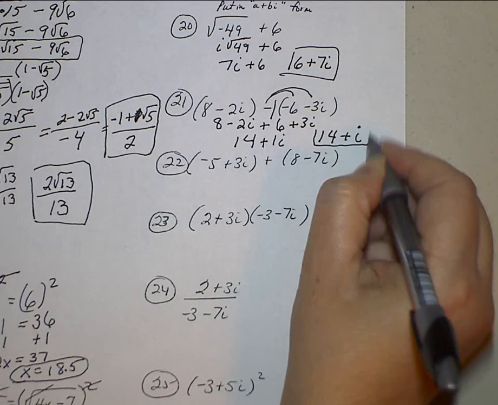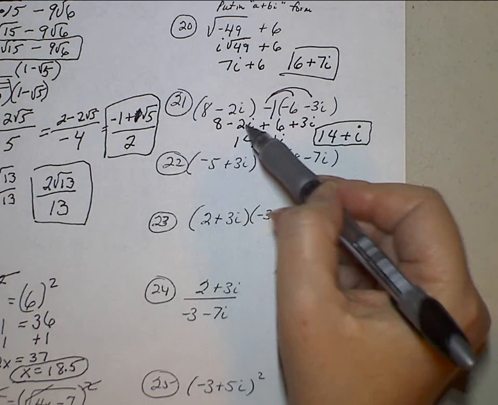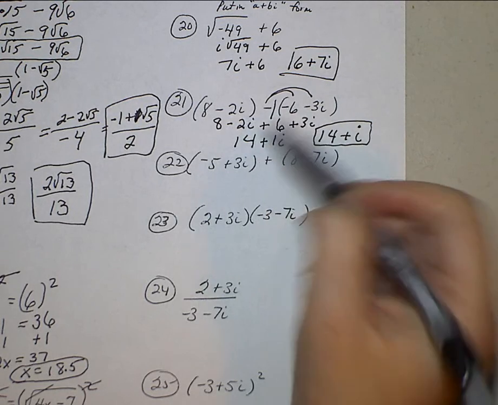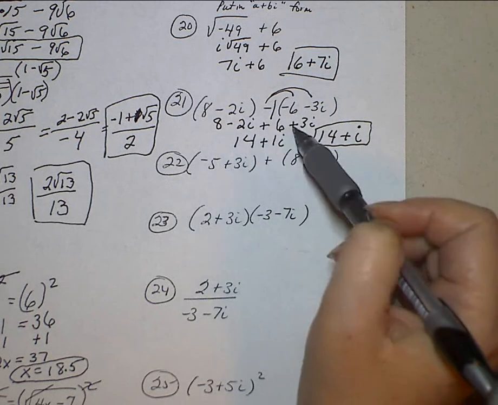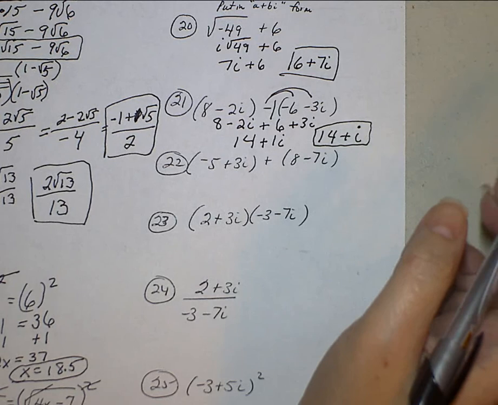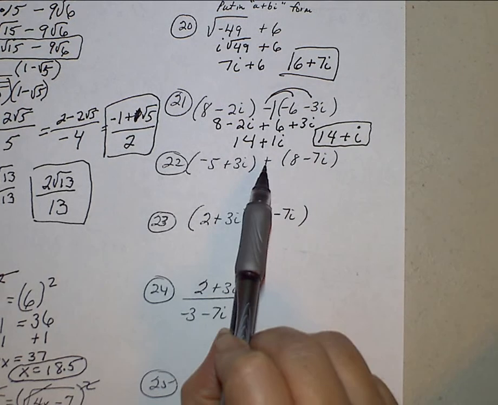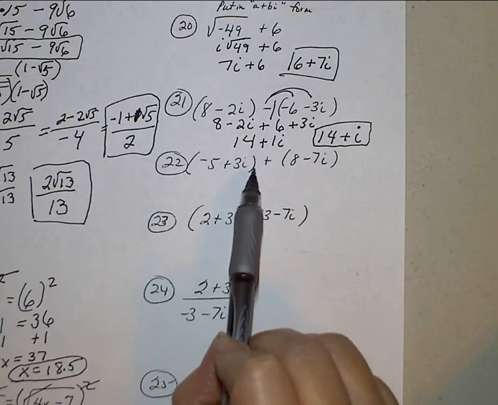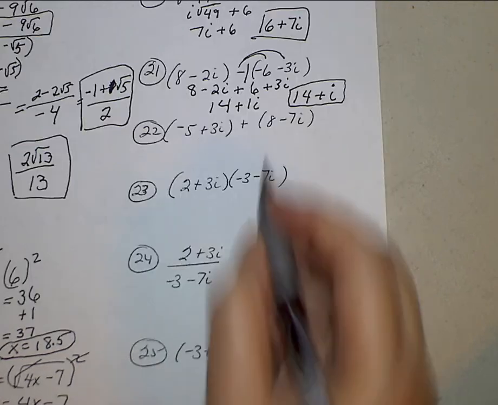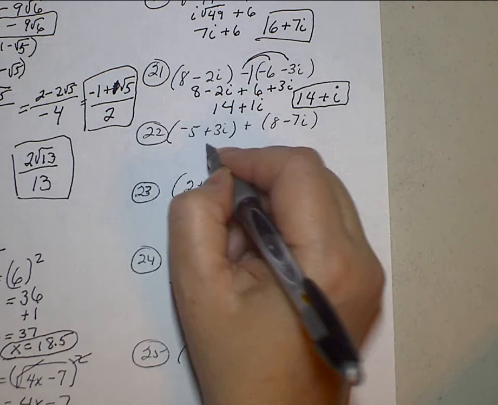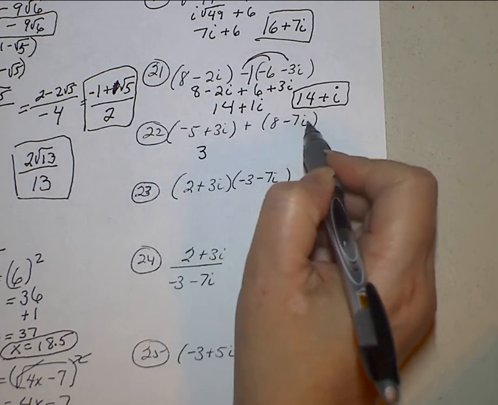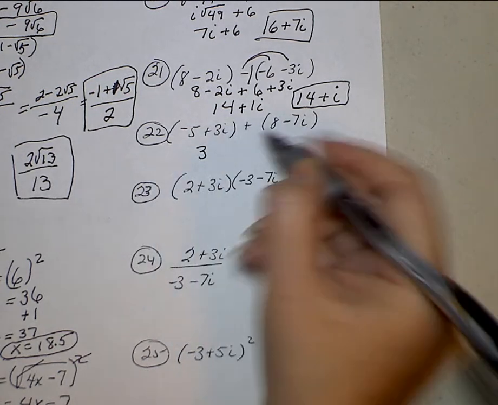Now when you're combining like terms, think of i as like an x if you need to. Negative 2x plus 3x, so you're combining like terms. See how this is a plus? You just combine like terms. So negative 5 plus 8 is 3. 3i plus a negative 7i is a negative 4i.